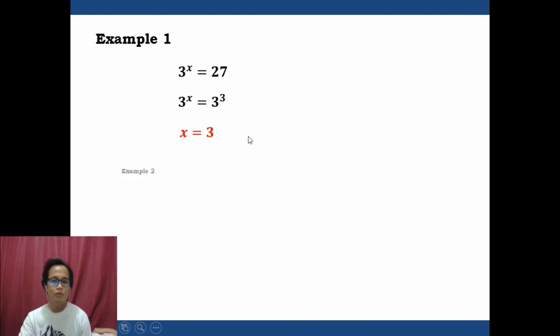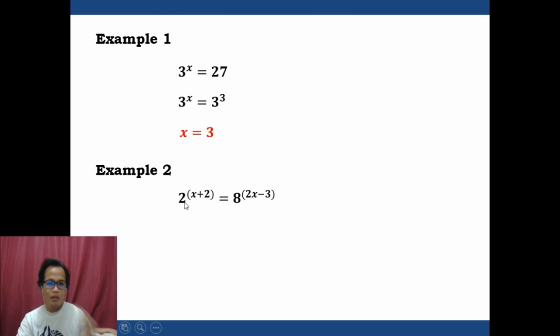Okay, let's proceed to example 2. Mas challenging ni siya karon. For example, katagan tani, 2 raised to x plus 2 equals 8 raised to 2x minus 3. So, tanaw na ito diri sa pikas, ang iyang base diri kay 2.